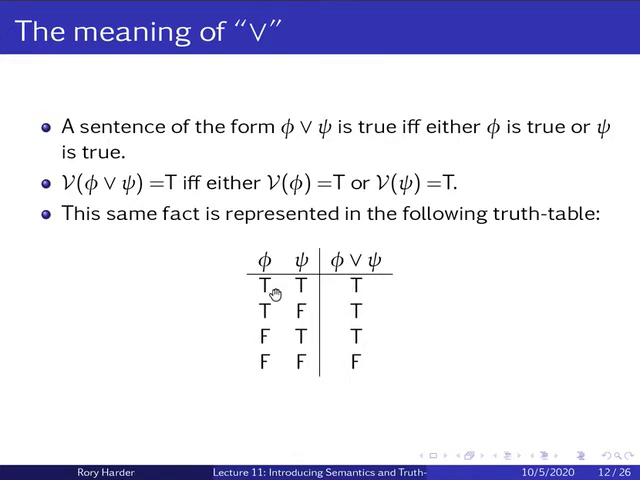And here we see that in these first three cases, at least one of the disjuncts is true, so the entire disjunction is true. And in the final case, we have that both of them are false, so the entire disjunction is false.